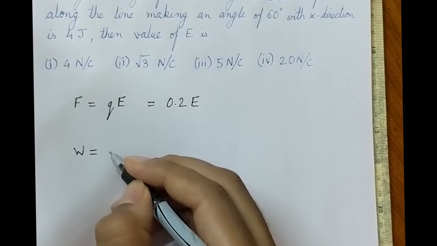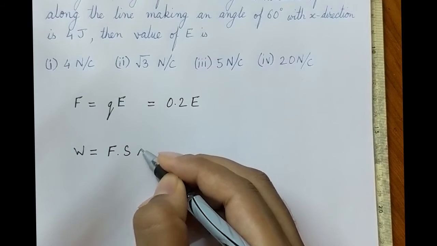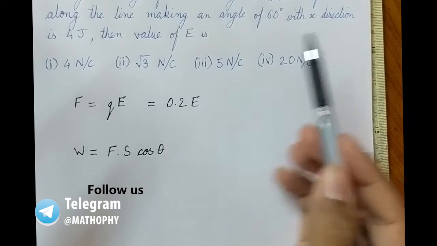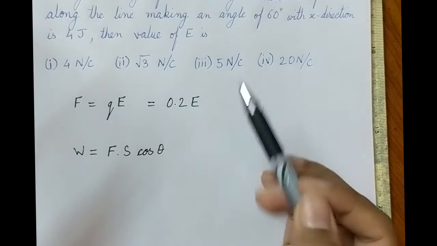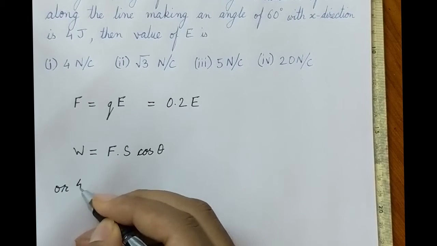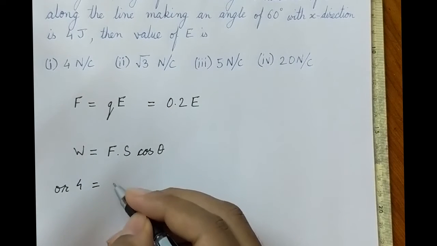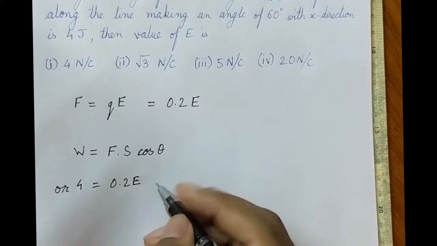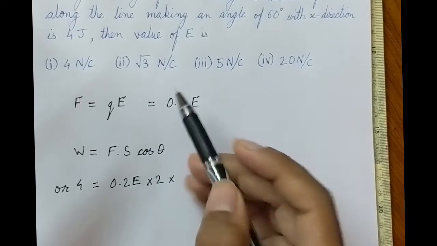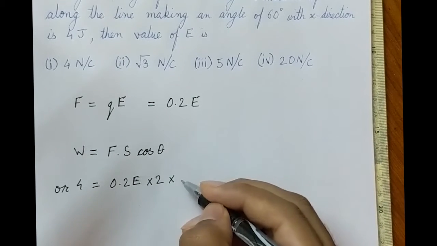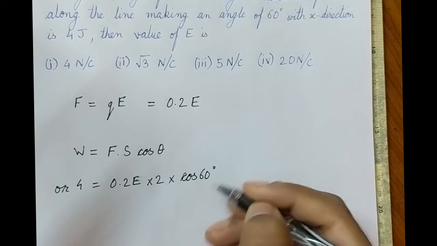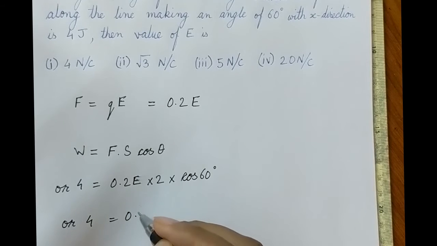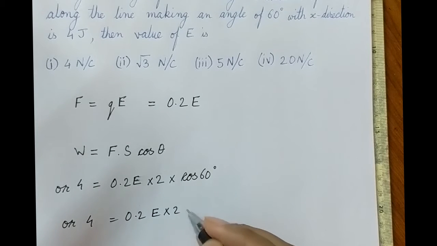The general formula for work done is force into displacement into the angle the force and the displacement makes. All the three are provided to us. The work done is provided to us as 4 joules, so we put the values. The force we replace from this equation, 0.2 into E. The displacement is given as 2 meters into cos of theta. Theta value is given as 60 degree, so we put cos of 60 degree. Cos of 60 degree is half, so correspondingly 4 is equal to 0.2 E into 2 into half.